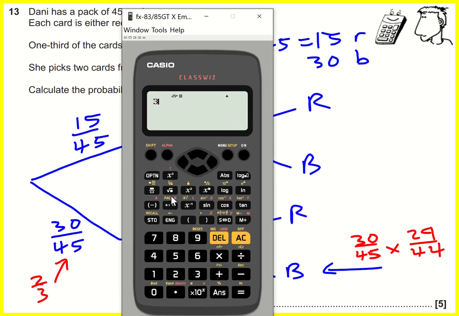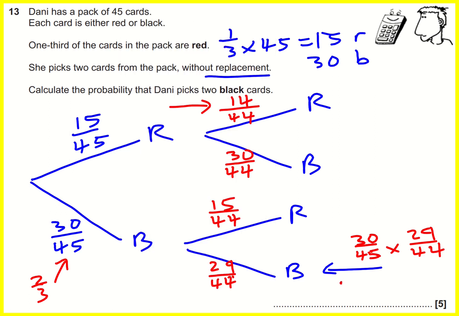Okay, so I'm going to use a fraction button. You don't need to use a fraction button. You can do 30 divided by 45 times 29 over 44. It's okay to use a fraction button. What I get, and it's simplified it for me, is 29 over 66.